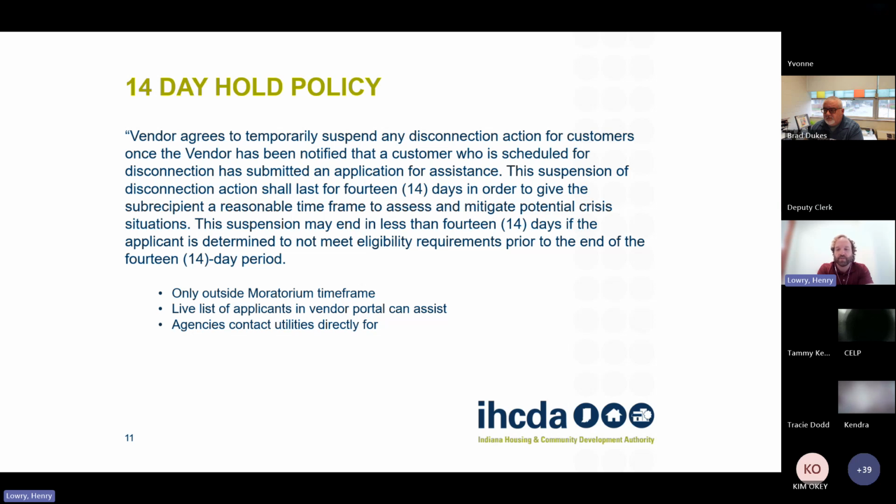So this is only for outside of the moratorium timeframe. So, during the moratorium, clients are protected from shut off as soon as they submit an application. And basically what this does is it gives our agencies a little bit of time to mitigate crisis. Those agencies are required to be reaching out to utilities to help mitigate that situation. So you'll be hearing from them. You'll be contacted directly, and we just want to give clients the benefit of the doubt to get them determined and get them a benefit. So, yeah, get a lot of questions on this, but just thought we should get some clarity.